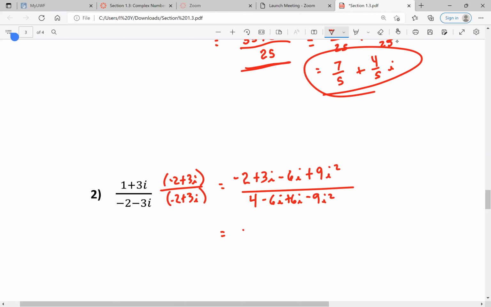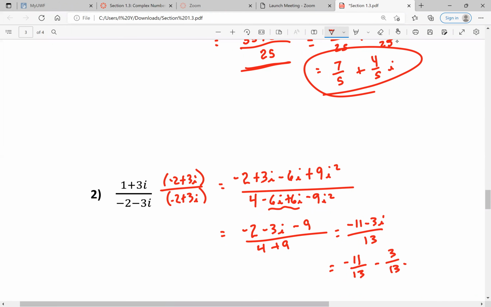Now looking at this, I have -2 minus 3i, and this becomes minus 9 over 4. The 6 i's cancel each other out, and this becomes plus 9. Then I have -11 minus 3i over 13, which is -11 thirteenths minus 3 thirteenths i.